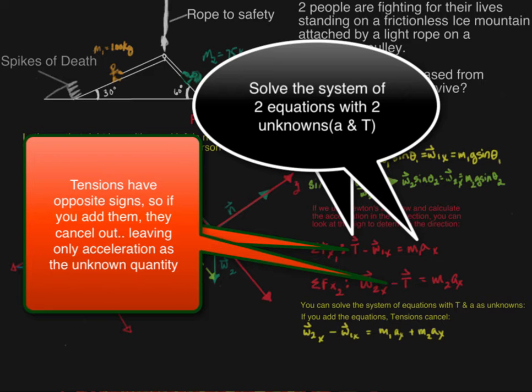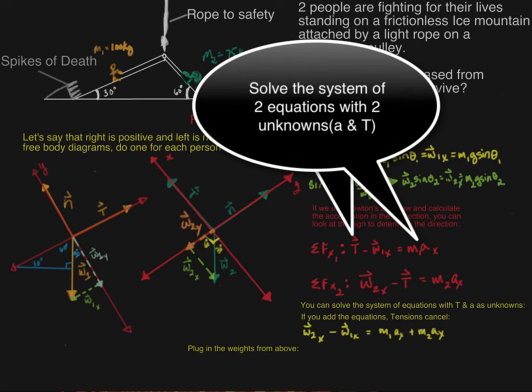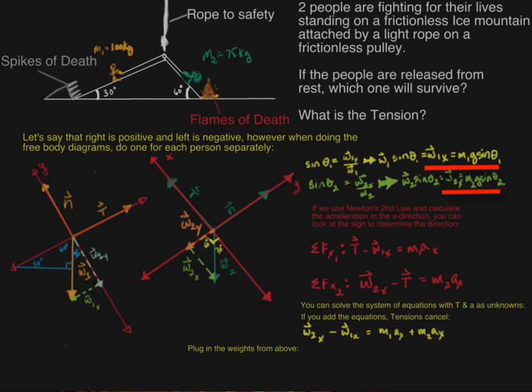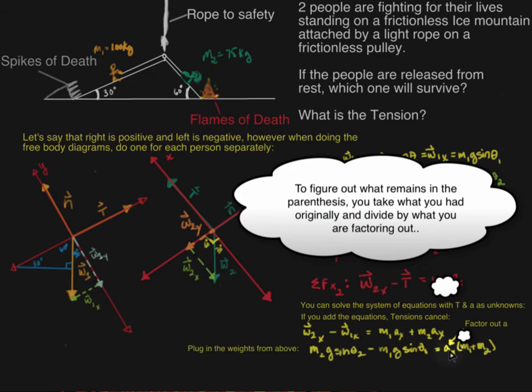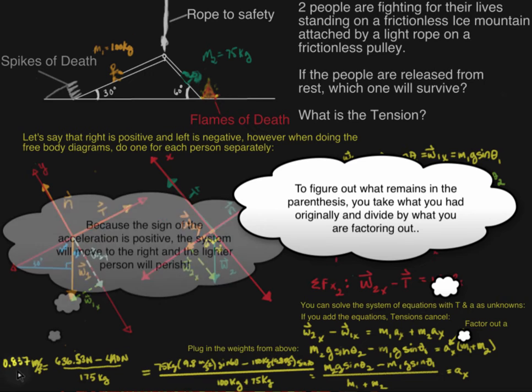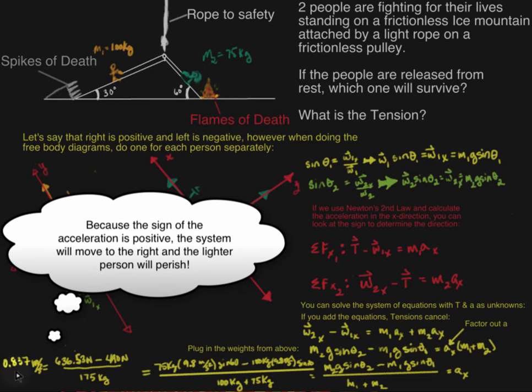And at that point, you can plug in the weights from above. If you remember, we calculated what W2x equals and W1x equals. And we can also factor out the a that's common. So let's see that in action. So here's the weights plugged in, acceleration factored out. Take what you had originally, divide by what you're factoring out if you want to figure out what's left. Now it's just algebra, divide by that, plug and chug, and when you do so, you get that here. You can check your own work. And then when you finish doing that, you end up with a positive acceleration, so the system will move to the right. Had this been negative, it'd be to the left.